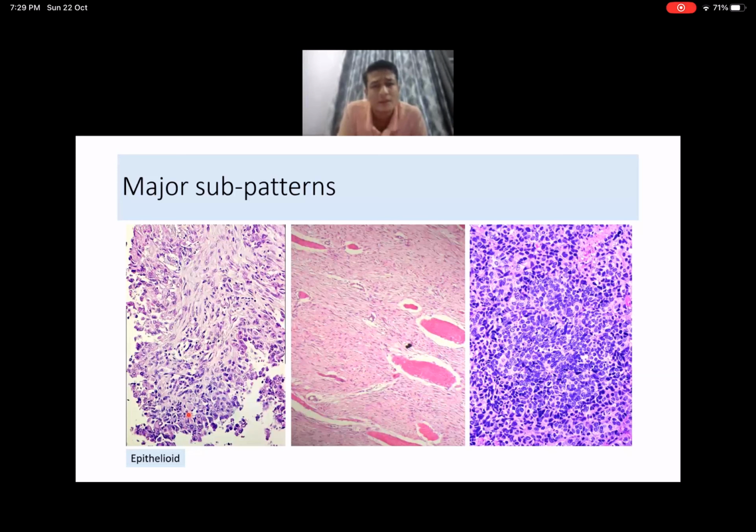No, I'm asking you, if you had a sarcomatoid squamous carcinoma, what kind of pattern would you call it? Fascicular pattern, ma'am. Fascicular, really? I'm giving you three options: epithelioid, mesenchymal, and round cell. So which will you pick? Mesenchymal. Which one will you pick, Shubhra? Mesenchymal. So mesenchymal doesn't mean that the tumor or whatever you're looking at is mesenchymal.